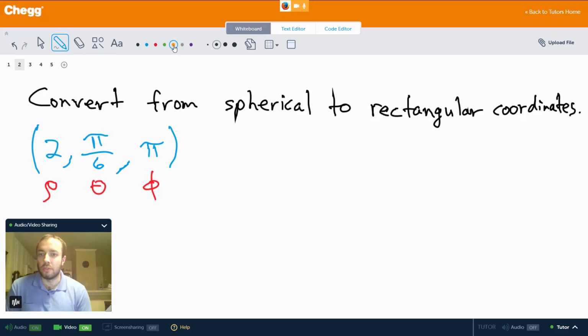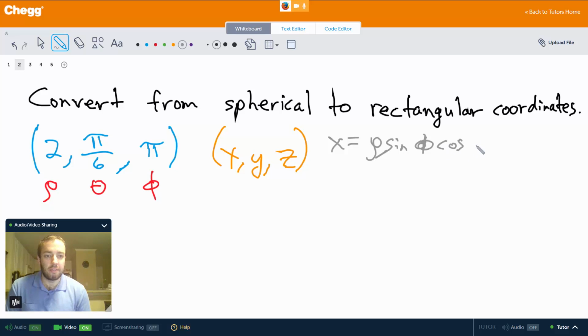So how do we do that? Well, the formula we want to use is, well, basically, we're converting to x, y, z, right? So rectangular coordinates is x, y, z. And the formula says x equals rho sine phi cosine of theta. Y equals rho sine phi sine of theta. And z equals rho cosine of phi.